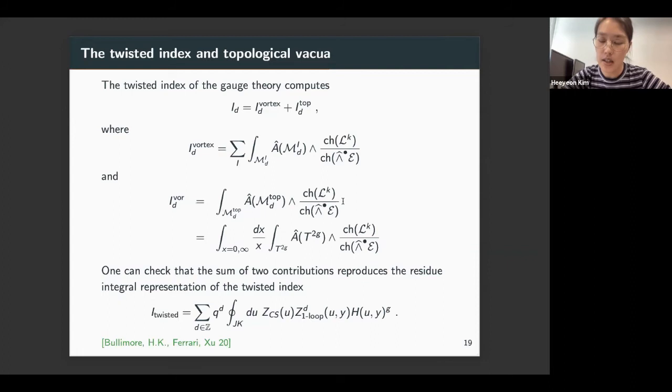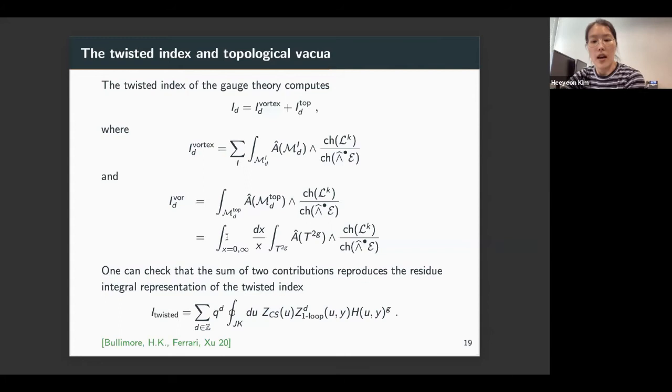and this can be explicitly evaluated by decomposing this integral: first evaluating the integral on t to the 2g, and after that we can pick the U1 invariant part of the expression, which can be done by performing the integral at x equals zero and infinity.